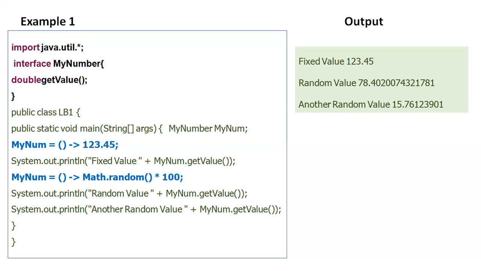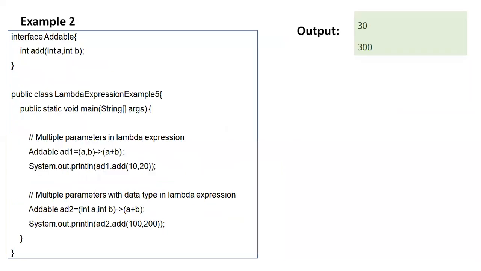In another object, myNum equals parentheses open and close, arrow, Math.random method multiplied by 100, so we multiply with a random value. Then myNum.getValue, and System.out.println another random value, myNum.getValue. This is the output. The fixed value we gave is 123.45. The random value is 78.402007432171. The another random value is 15.76123901.